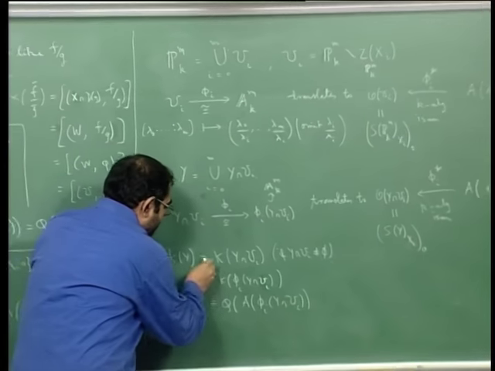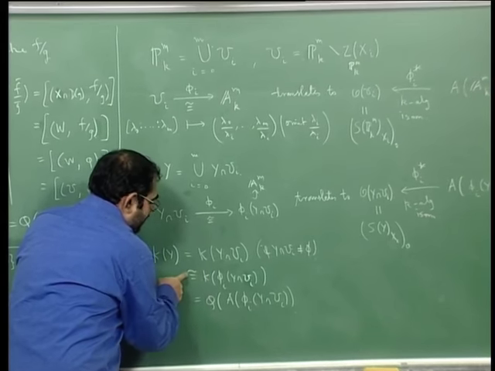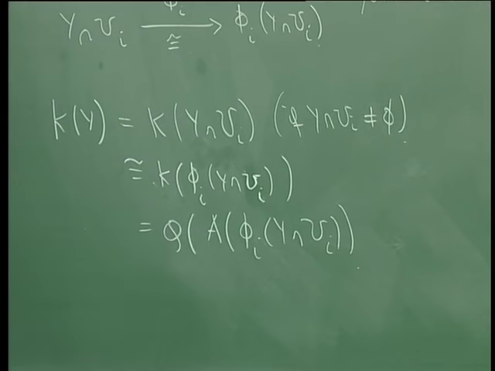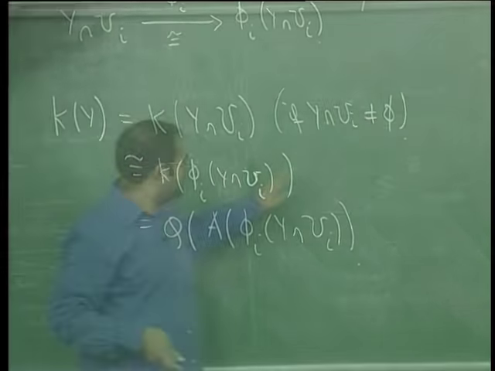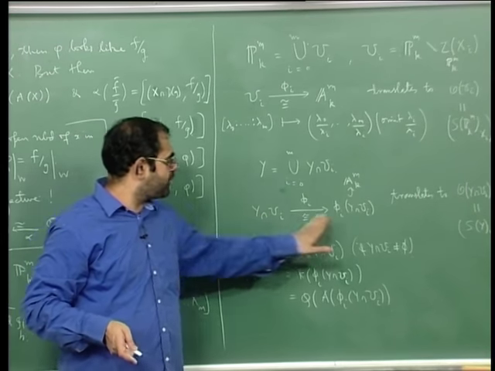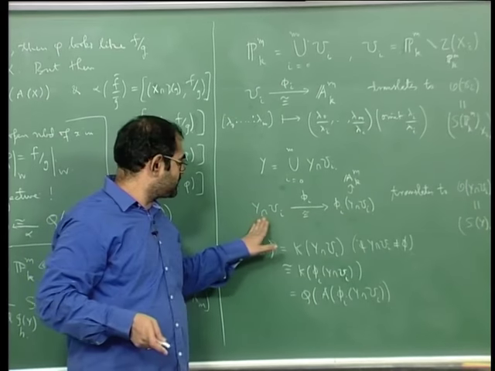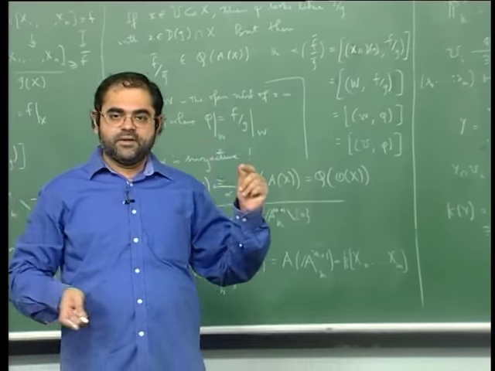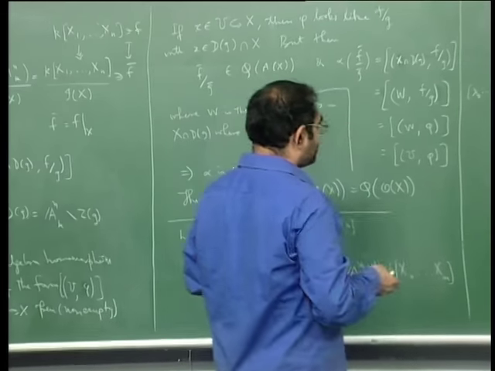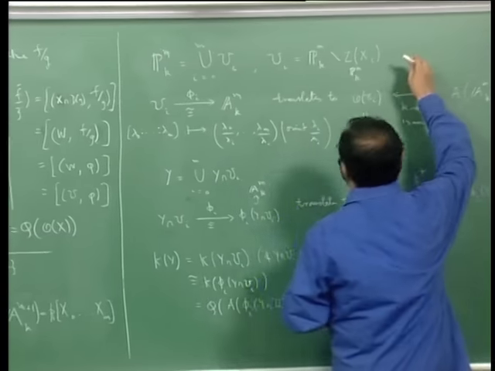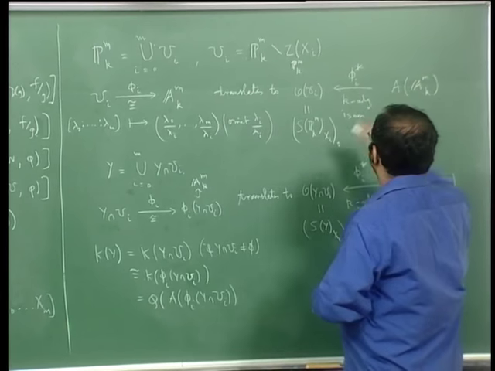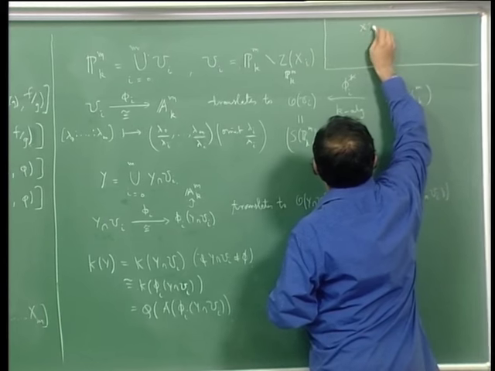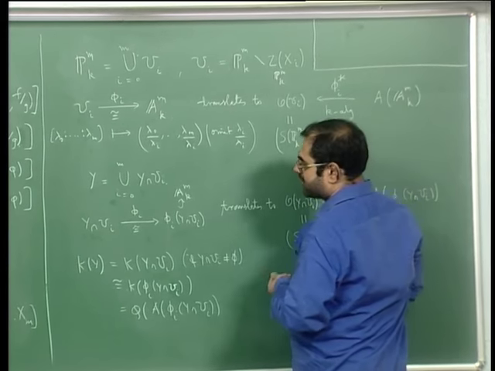And of course here, when I put equality, maybe I should put isomorphism, because I am using the fact that if two varieties are isomorphic, then their function fields are isomorphic. So I have this isomorphism between Y intersection UI and phi I of Y intersection UI. These two are isomorphic varieties. Isomorphic varieties have isomorphic function fields, okay. That is a fact that is pretty easy to understand. I didn't state it, but let me try to write that down here. Suppose you have x, so let me use some other notation.